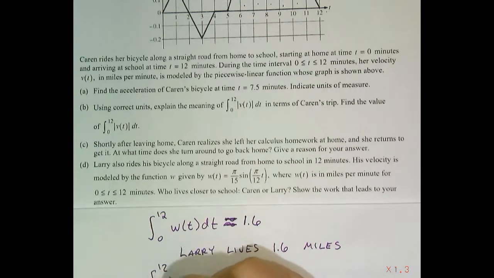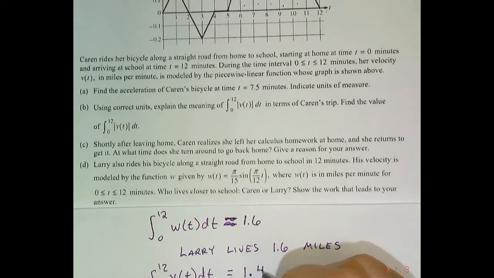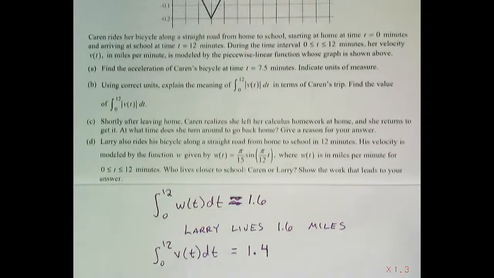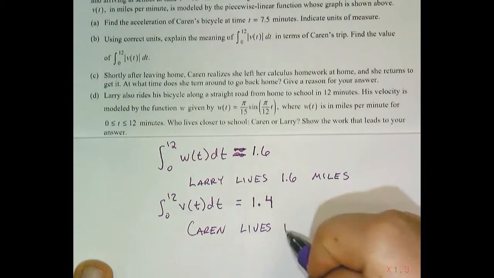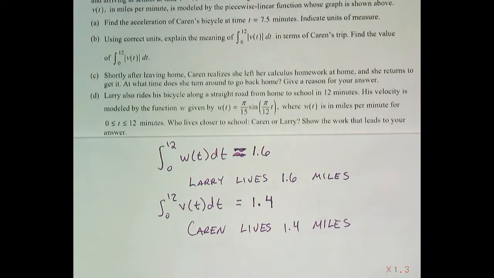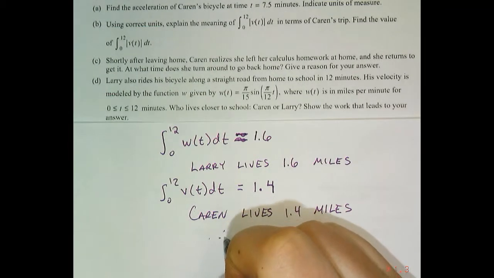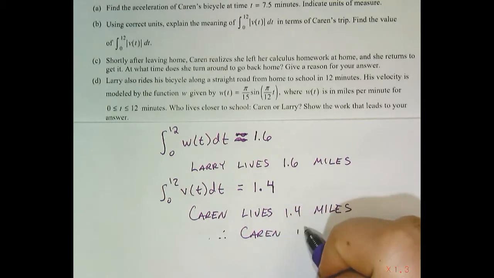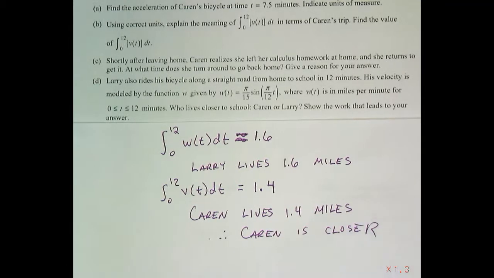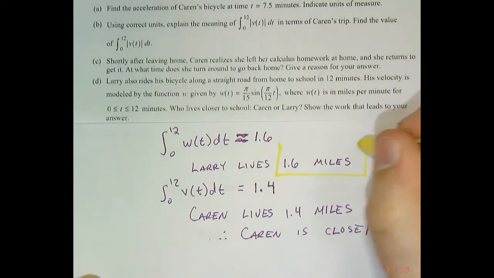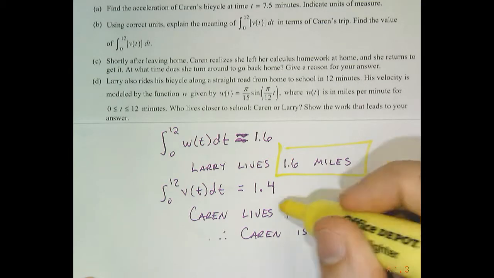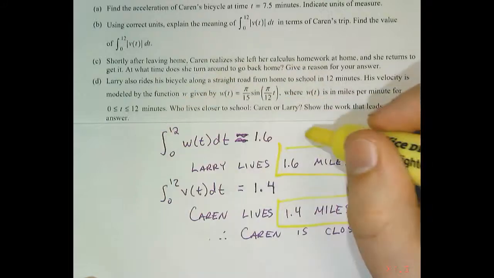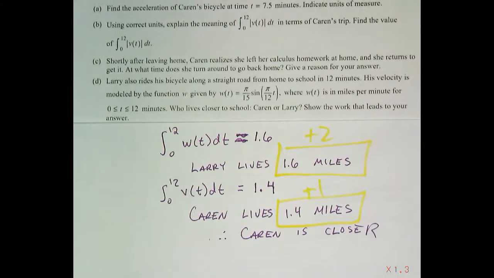0 to 12 of v of t, we found from above, is 1.4. We have to ignore that forward and backwards chunk. So Saren lives 1.4 miles. So Saren lives closer. Therefore, Saren is closer. This is worth 3 points. 1 point for Larry's distance, 1 point for Saren's distance. Sorry, this should have been 2 points. 2 points and 1 point. Okay. Ask good questions, conquer the world.